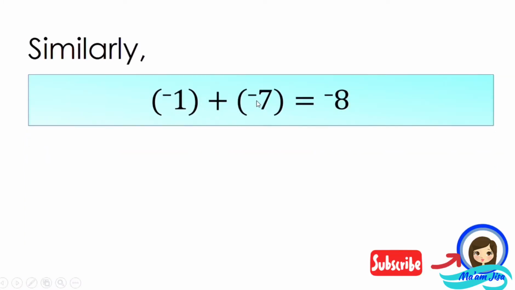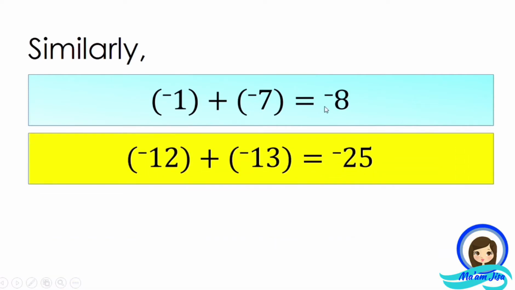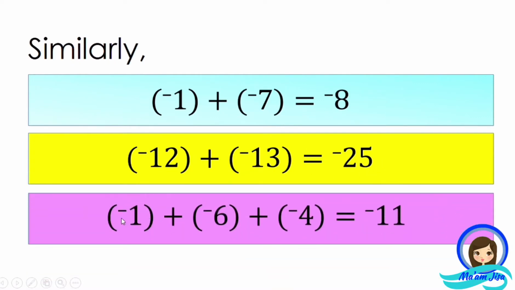Similarly, negative 1 plus negative 7 equals negative 8. The absolute value of negative 1 is 1. The absolute value of negative 7 is 7. Adding the two numbers 1 and 7 is 8. Their common sign is negative, therefore the sum is negative 8. Negative 12 plus negative 13 equals negative 25. Negative 1 plus negative 6 plus negative 4 equals negative 11.